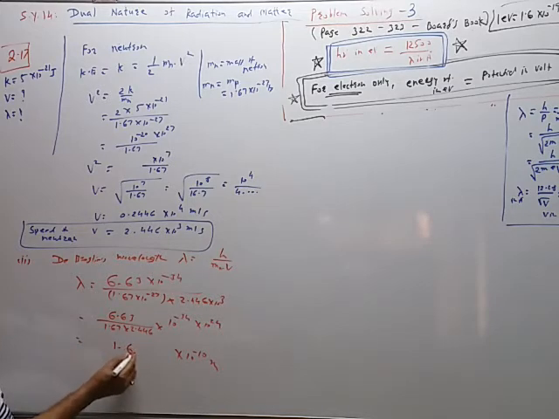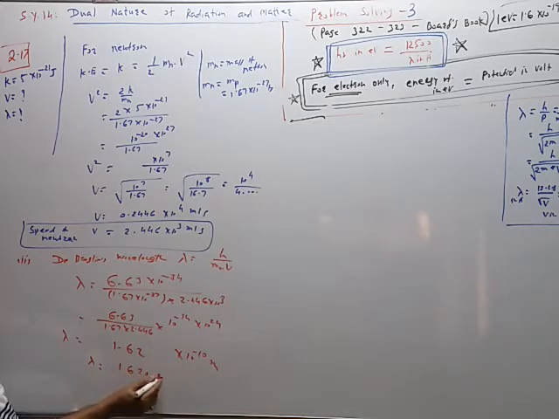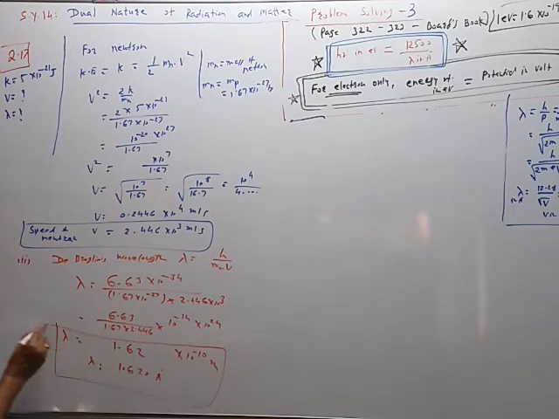This value is 1.62 into 10 raised to minus 10 meter. So lambda is equal to 1620 angstrom unit. 1.62 angstrom unit. So the de Broglie wavelength associated with the moving neutron is like this.